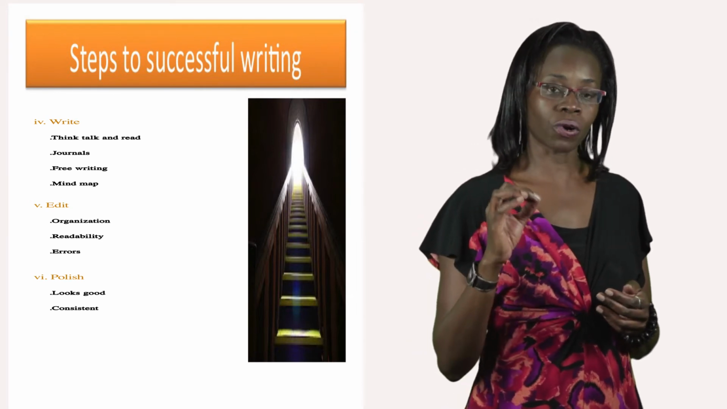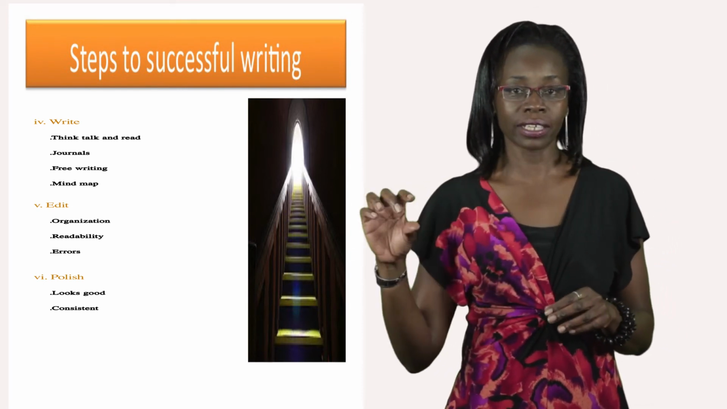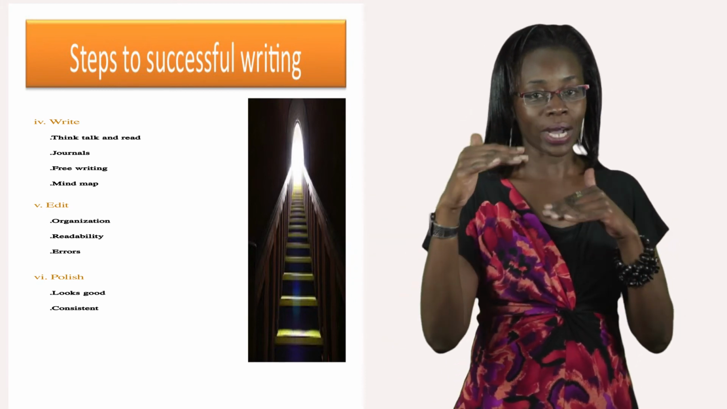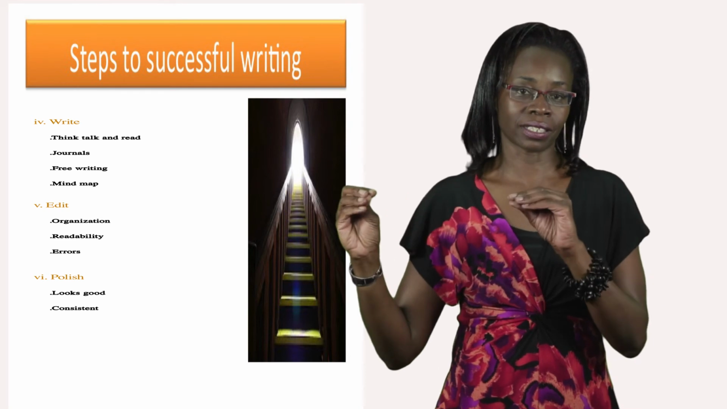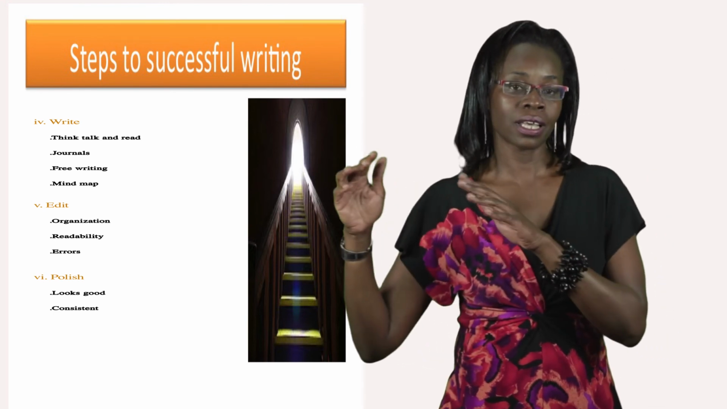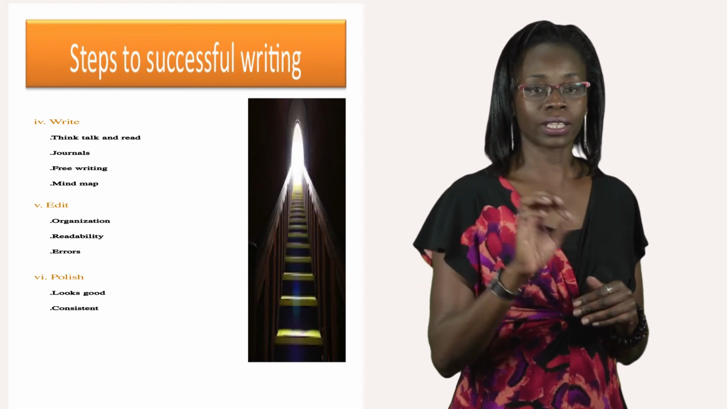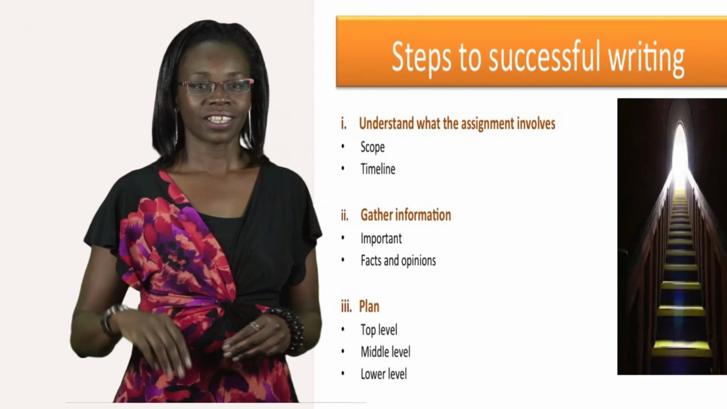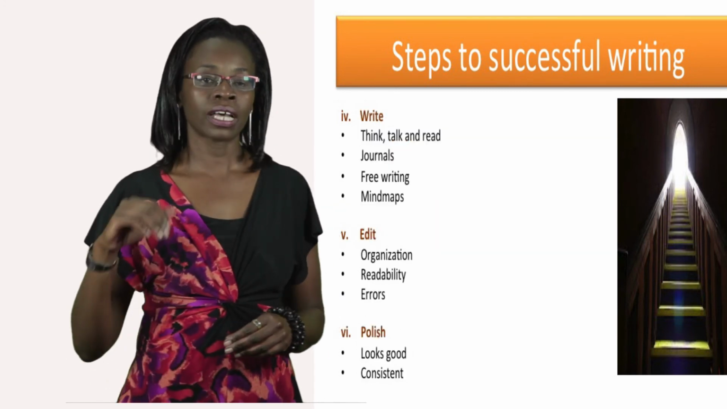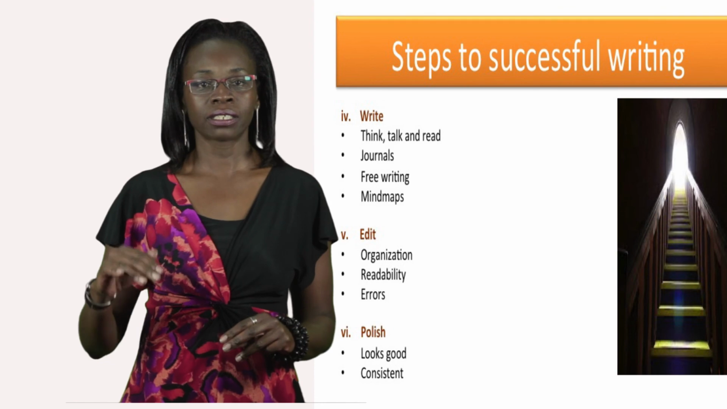And then you also polish for consistency. What does that mean? Consistency means if you have headings, they have the same font. And the body of your work is the same. That is the text. If it's 12, it is all 12. Not that some is 12 and some is 16. So polishing means looking that your work is good and looking that your work is consistent. So the 6 steps to successful writing include: understand what the assignment involves, gather information, plan, write, edit, and polish.